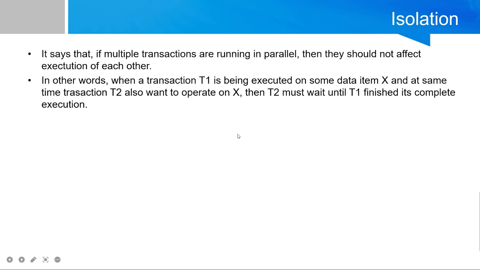So isolation ensures that if you are working on the same data item, then those transactions must be executed sequentially, meaning one is executed first, and after it finishes, the second transaction starts. In that way we say that transactions are isolated from each other. And if you want to execute two transactions in parallel, then those transactions must not operate on the same data item. If data items are independent, you can execute transactions in parallel.